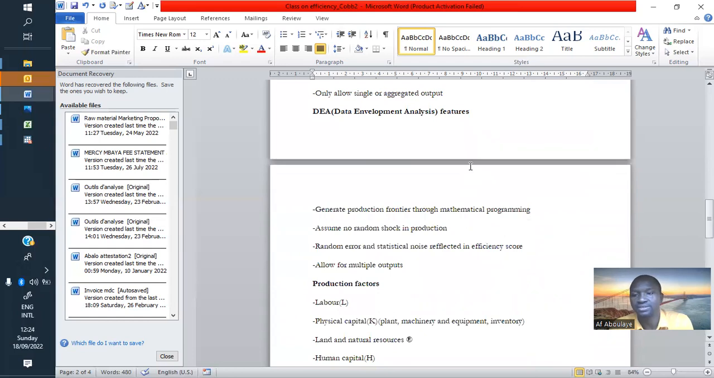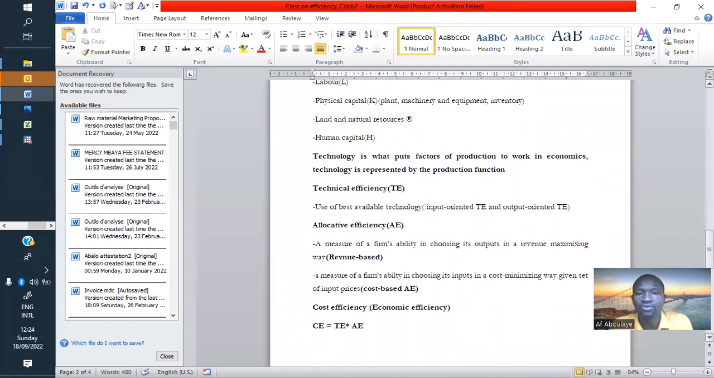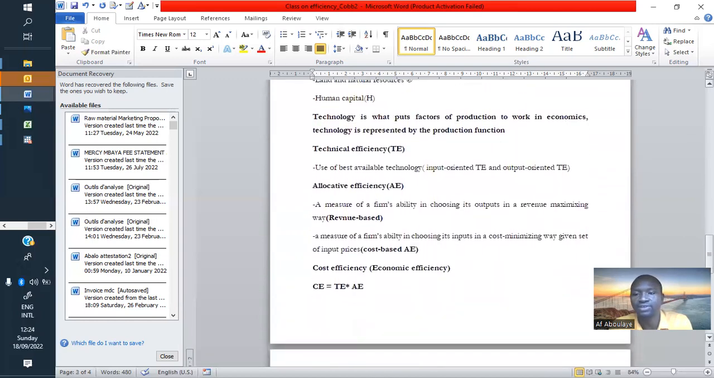This one also has its characteristics and allows for multiple outputs. Okay. And now, when we are talking about efficiency, we have technical efficiency, allocative efficiency, economic efficiency. So technical efficiency itself is the use of the best available technology. And now we have input-oriented technical efficiency and output-oriented technical efficiency.